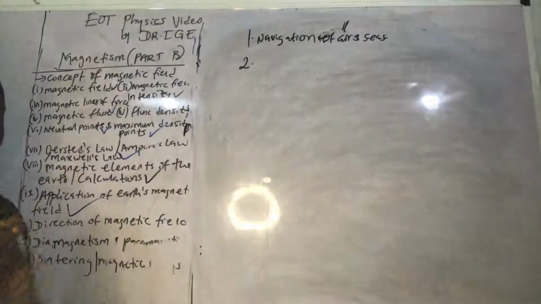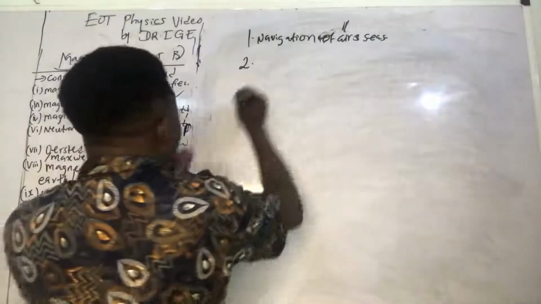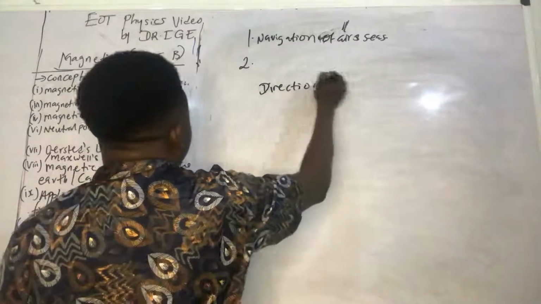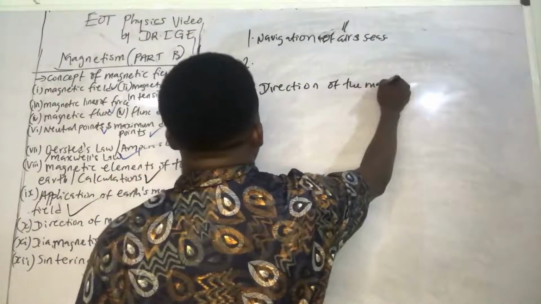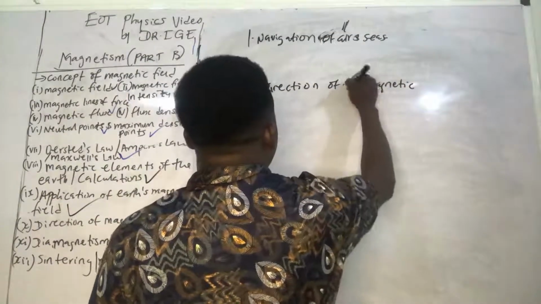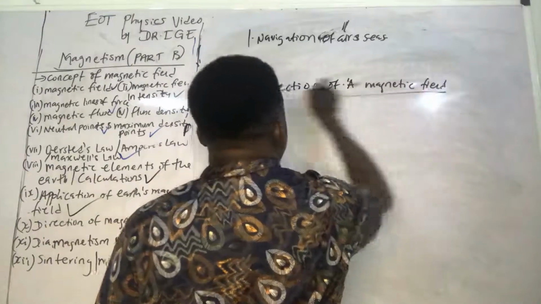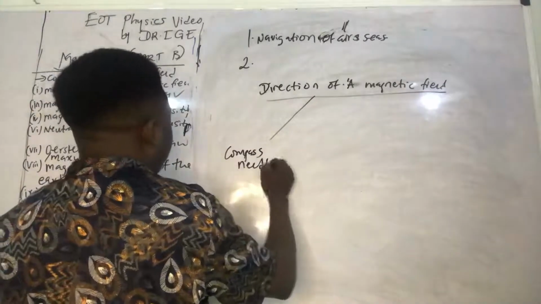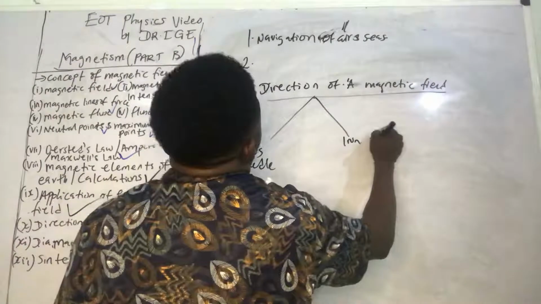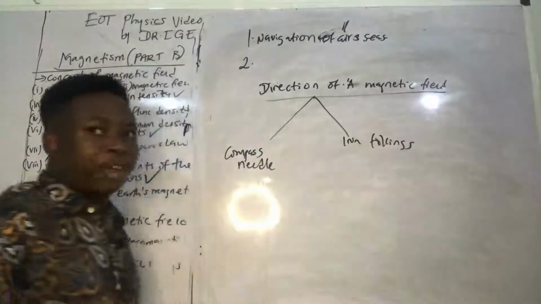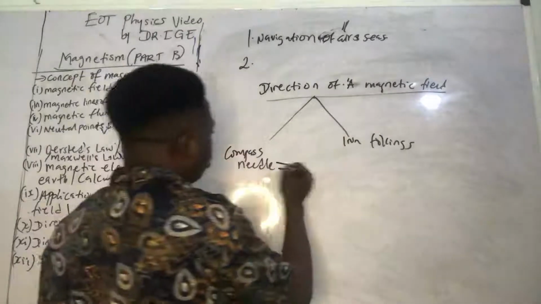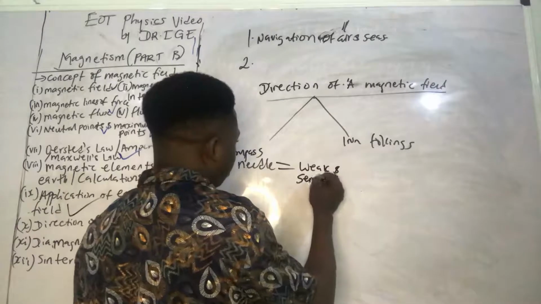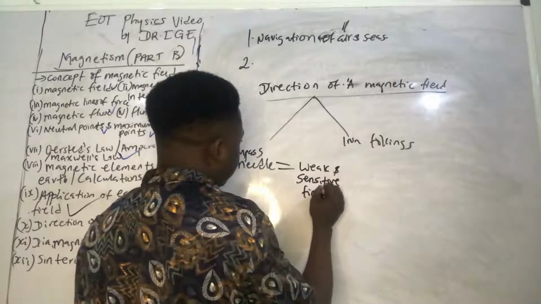So next one, talk about the direction of the magnetic field. There are two instruments used to measure or actually detect the direction of a magnetic field. We have the compass needle, and we have iron filings. For this compass needle, we use it for weak and sensitive fields.